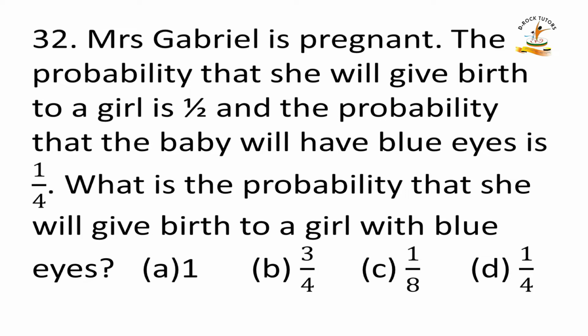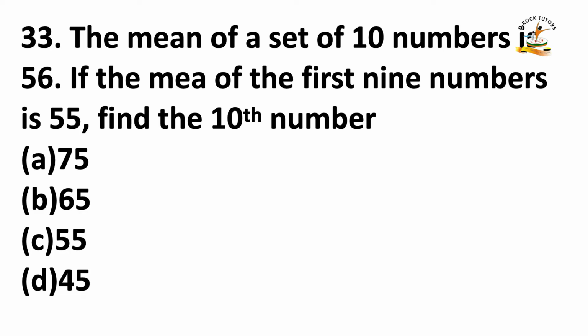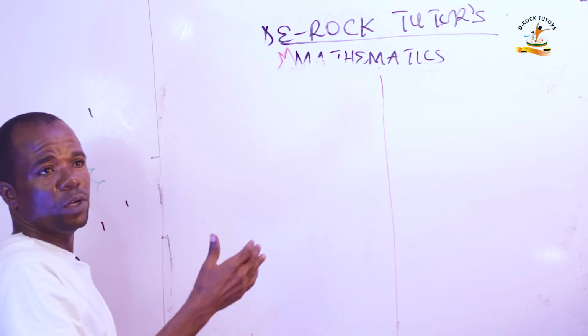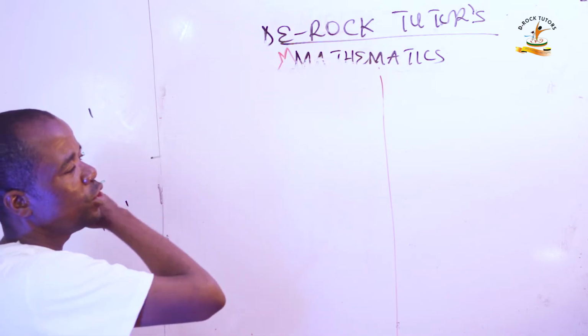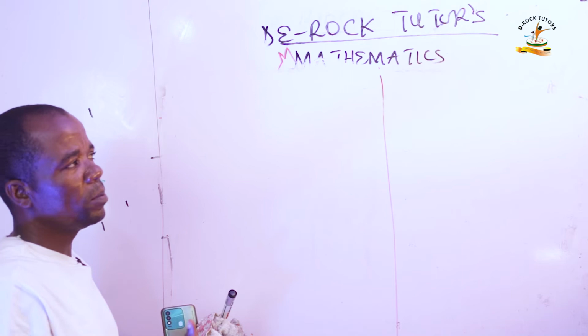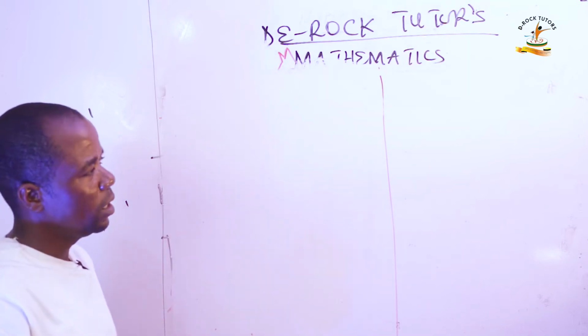Let's go to number 33. Okay, number 33. The mean of a set of 10 numbers is 56. If the mean of the first 9 numbers is 55, find the 10th number. So let's look at the latter part of the question. If the mean of the first 9 numbers is 55, how do you calculate mean? Mean is calculated by dividing the sum of the numbers by how many they are.